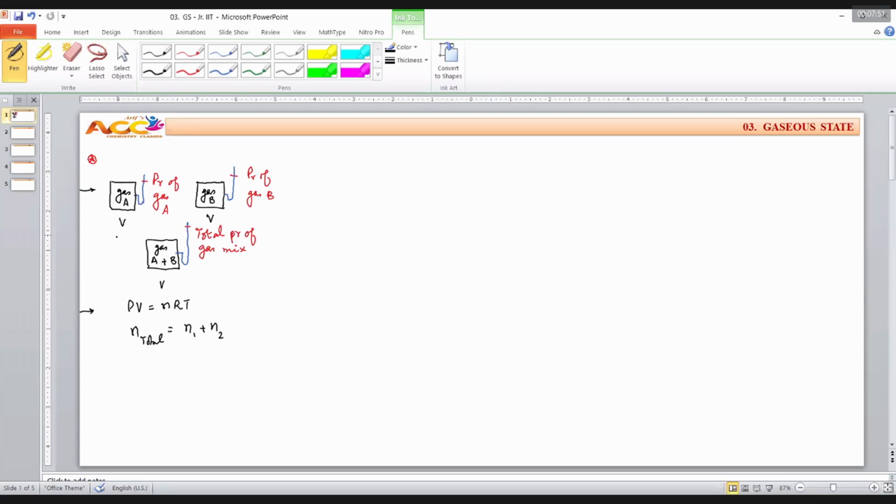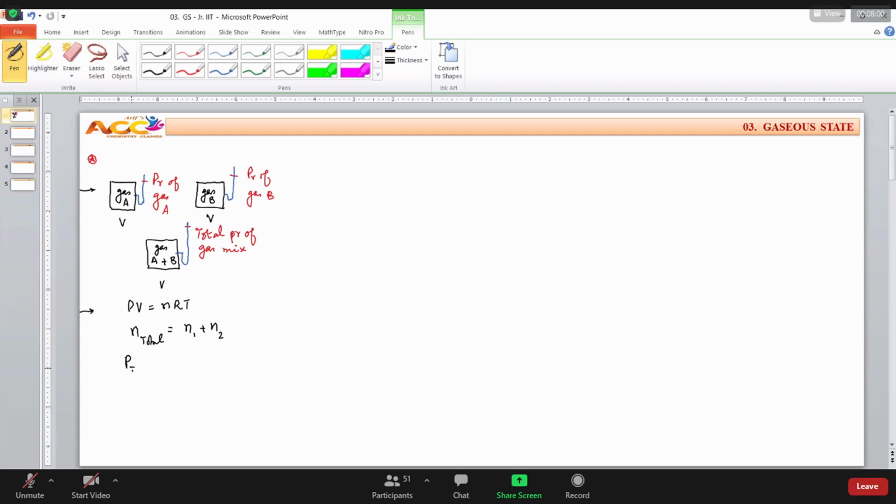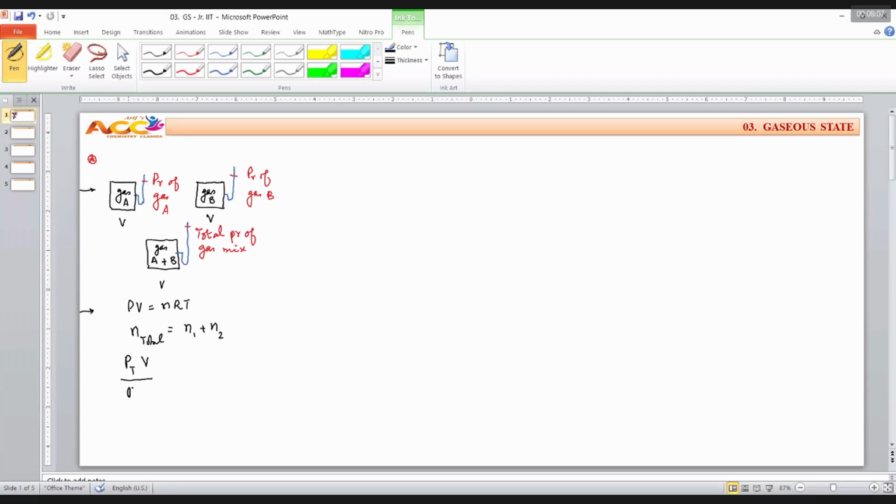If volume is constant, temperature is constant, right? Come on. What is N? PV by RT. What is this P? Total P. What is this V? As it is same, because volume is constant, by RT. R, universal gas constant. T, I am keeping this temperature constant. Come on. N1, P1V by RT. Now how to write P1V by RT? Sir, what is this small p? Small p is called partial pressure.